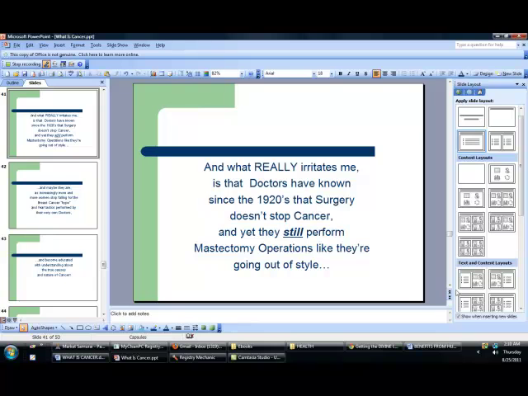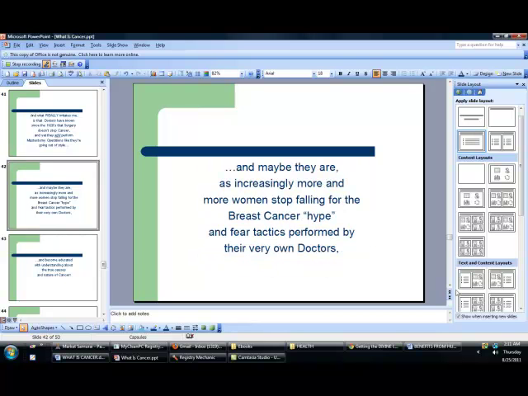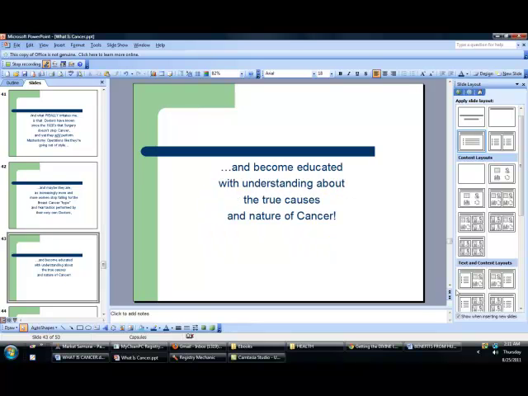And what really irritates me is that doctors have known since the 1920s that surgery doesn't stop cancer, and yet they still perform mastectomy operations like they're going out of style. And maybe they are, as increasingly more and more women stop falling for the breast cancer hype and fear tactics performed by their very own doctors, and become educated with understanding about the true causes and natures of cancer.